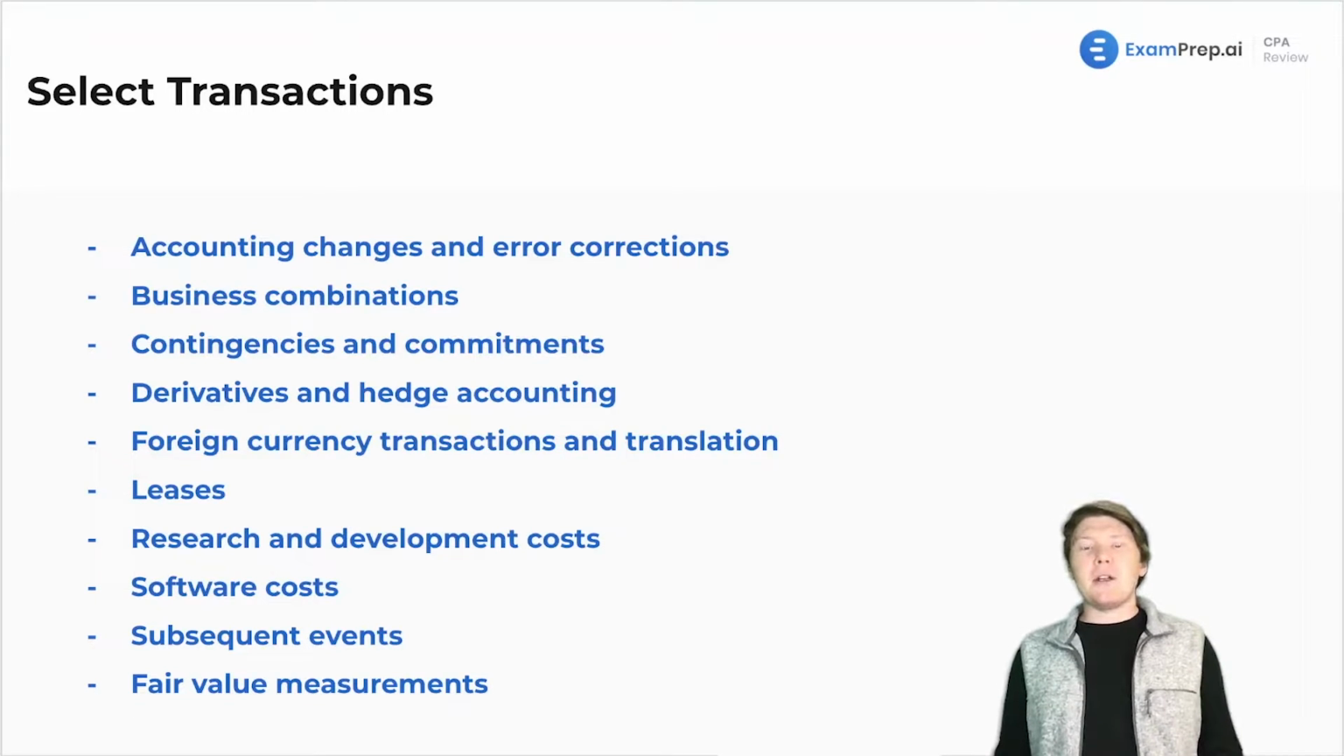Derivatives and hedge accounting, effective and ineffective portions of fair value and cash flow hedges, really one of the bigger points there. Foreign currency transaction, translation, remeasurement process, doing our math-based questions, understanding gains and losses on foreign currency transactions, remeasurement versus translation, lots to explore there.